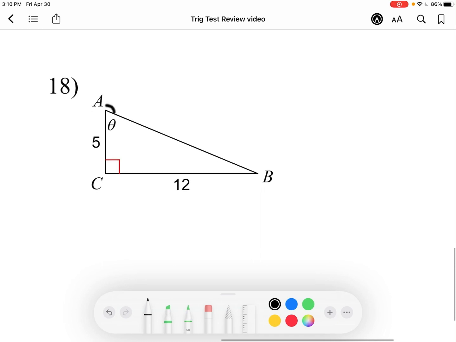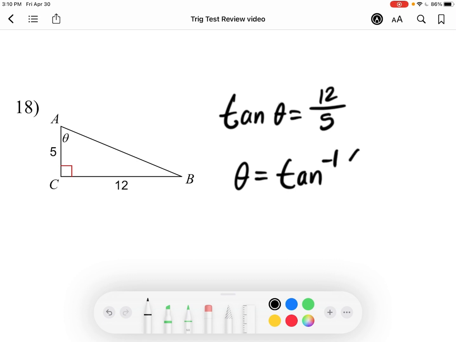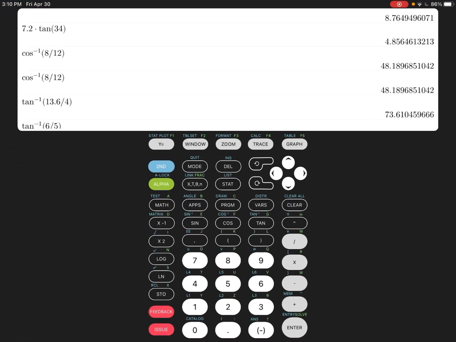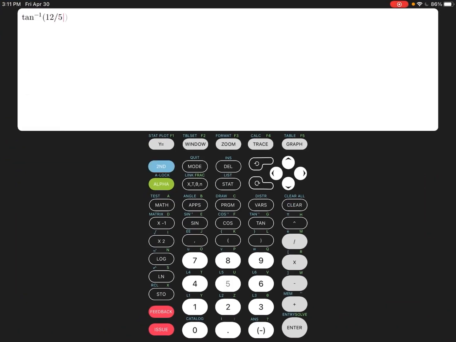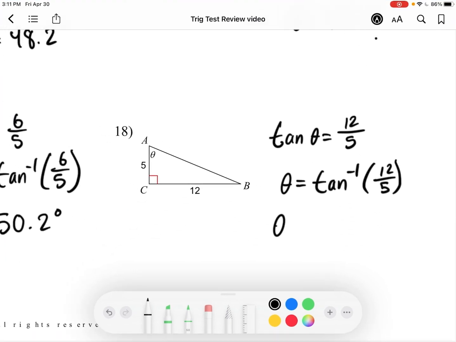All right, for number 18, we're given theta right here. Again, we're given the opposite side and the adjacent side, so we're going to use tangent again. Tangent theta is equal to opposite over adjacent. The opposite side is 12. The adjacent side is 5. Again, to rewrite it in terms of theta, we're going to write theta is equal to the inverse of tangent of 12 over 5. So we're going to go back to our calculator. Second and tangent, 12 divided by 5. You click enter and you get 67.4 degrees. Theta is equal to 67.4 degrees.